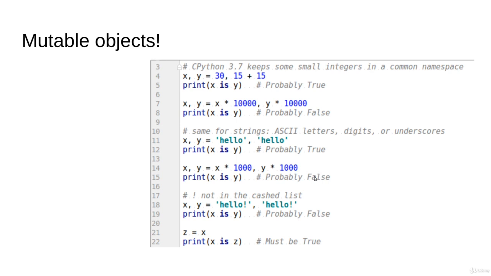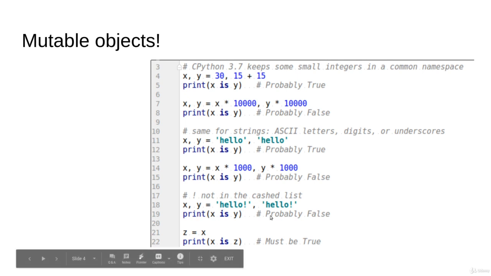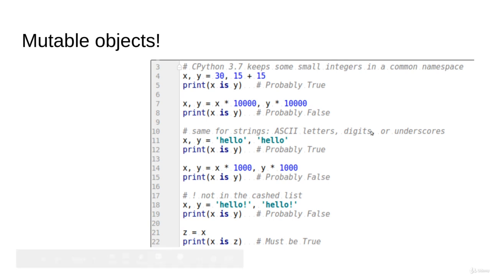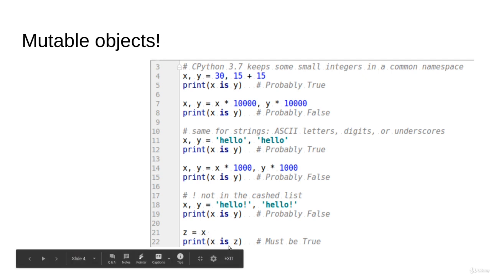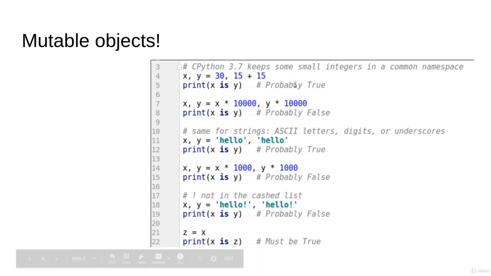But notice that not even every small string is true. If you just add something like the exclamation mark here, probably this is going to give you false, because part of their cache for the strings doesn't involve such a mark. It just involves letters, digits and underscores. So what must be true really? If you said something like z equal x, then x is z must be true. But be careful about that. Small immutable values might be true. Big immutable values will be false.